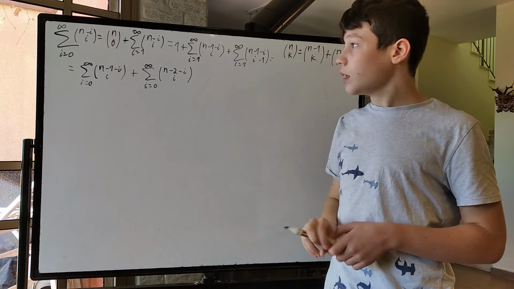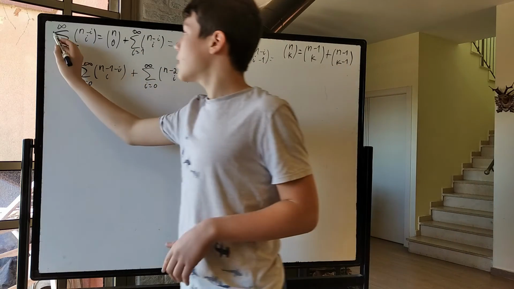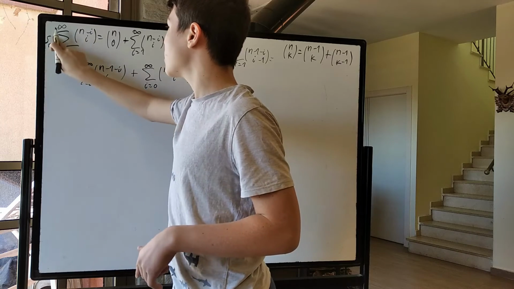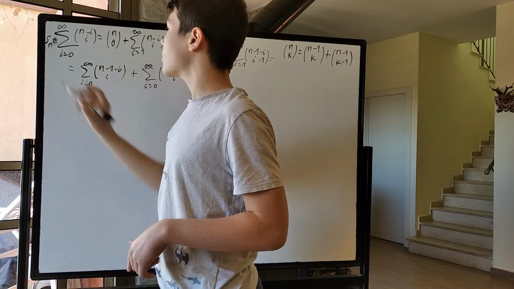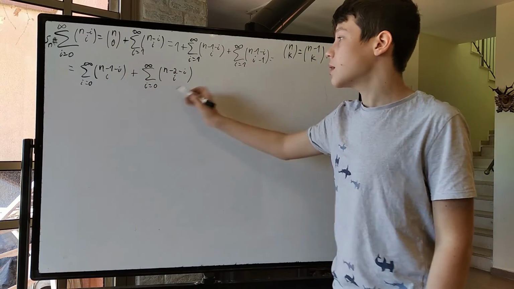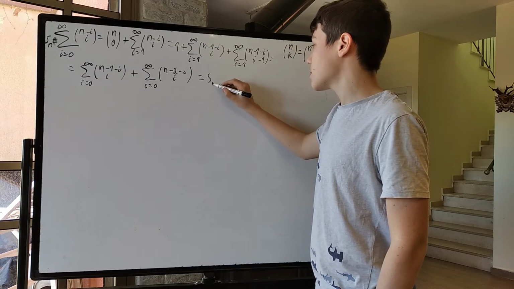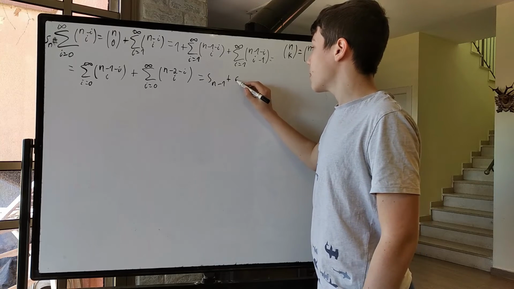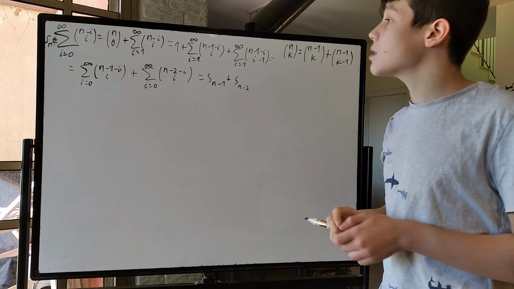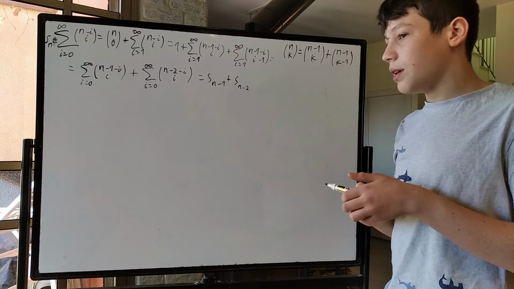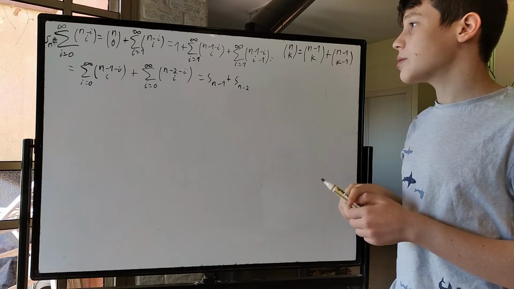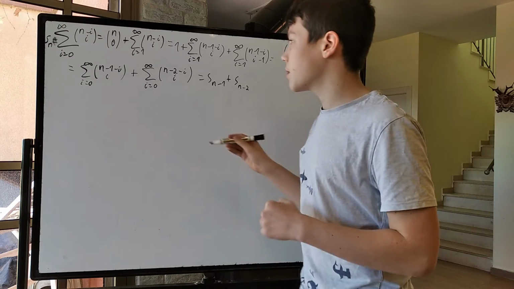And now, if we call this series Sn, this is precisely Sn minus 1, and this is precisely Sn minus 2. And so we got the recursiveness of the Fibonacci numbers. Now we just need to show the initial values are 1 and 1.